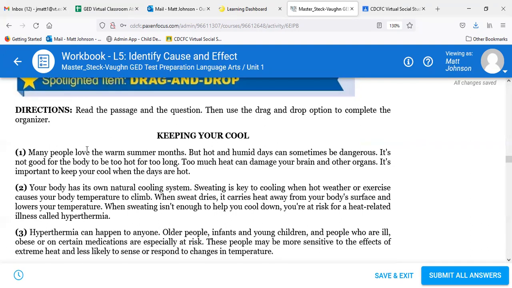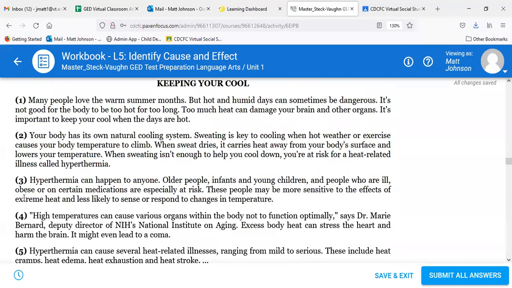Your body has its own natural cooling system. Sweating is key to cooling when hot weather or exercise causes your body temperature to climb. When sweat dries, it carries heat away from your body surface and lowers your temperature. When sweating isn't enough to help you cool down, you're at risk for a heat-related illness called hyperthermia. Hyperthermia can happen to anyone: older people, infants, and young children, and people who are ill, obese, or on certain medications are especially at risk.